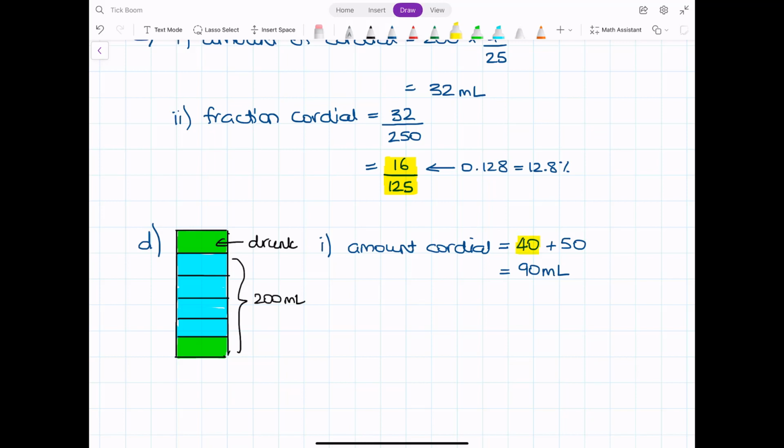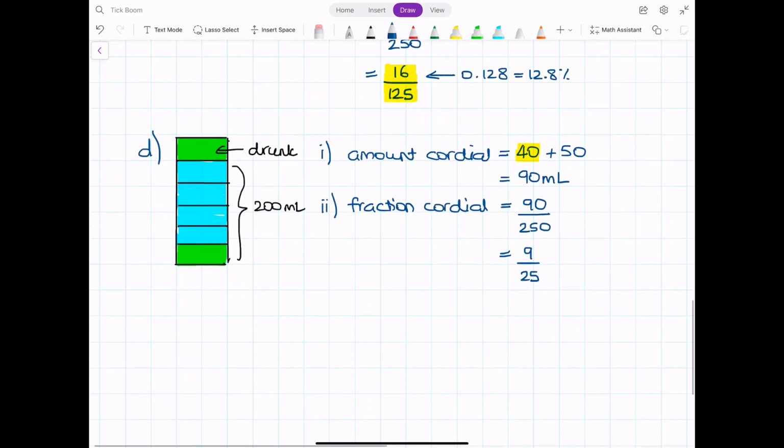And then part 2 wants us to work out the fraction of cordial. And here we can take the 90 mils that we've just calculated and put that over the 250 mils of liquid that there now is. And I'll just put that in the calculator to see if that fraction simplifies. 90 over 250. And that will simplify to 9 over 25. So that's the fraction. Now we'll move on to part E.